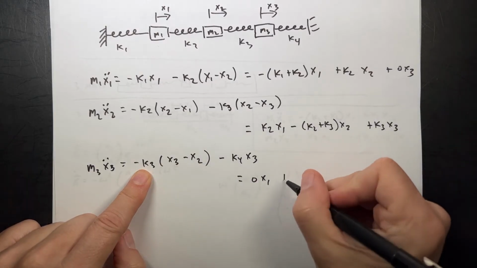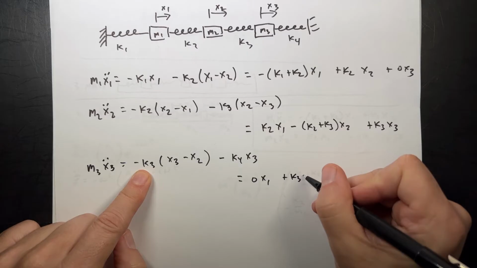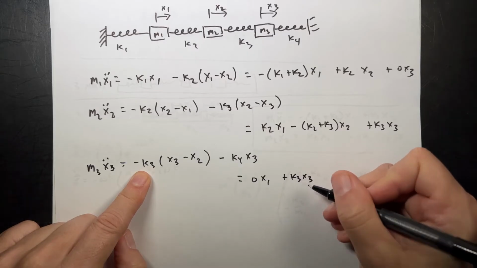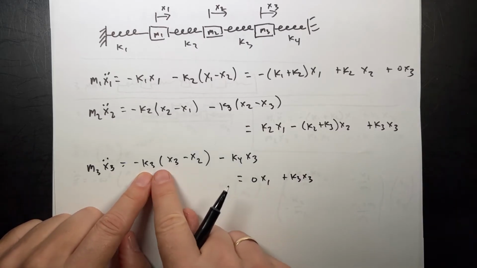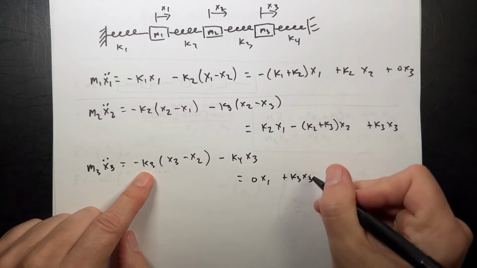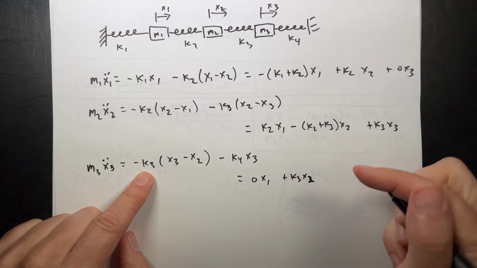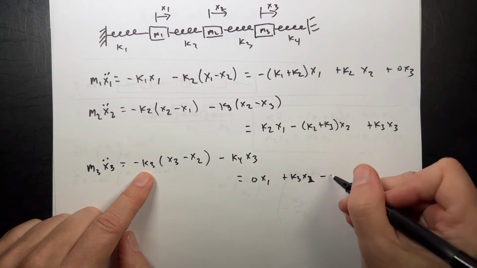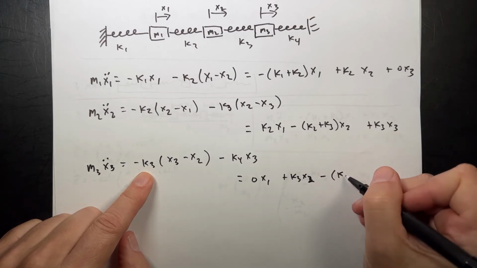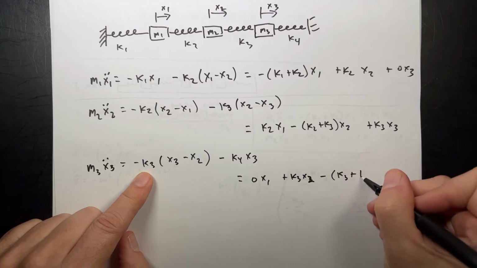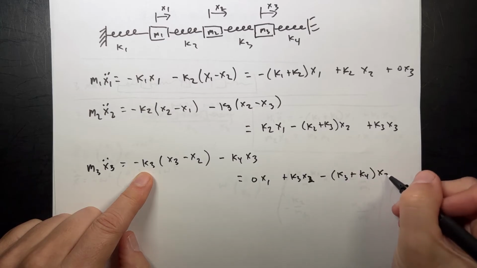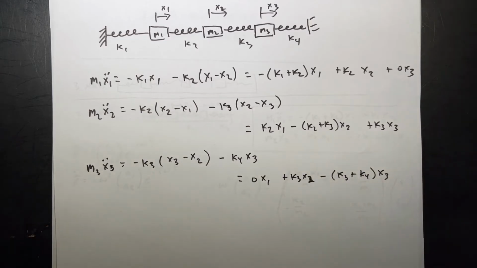Yeah. So plus k3 x3. And then I have no x2. And then I have x3, I have minus k3 x2 plus k4 x3. That's good.